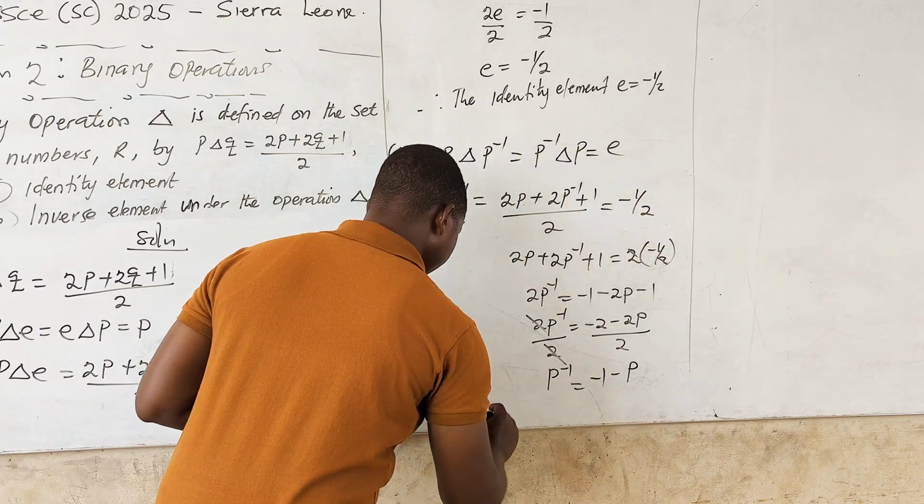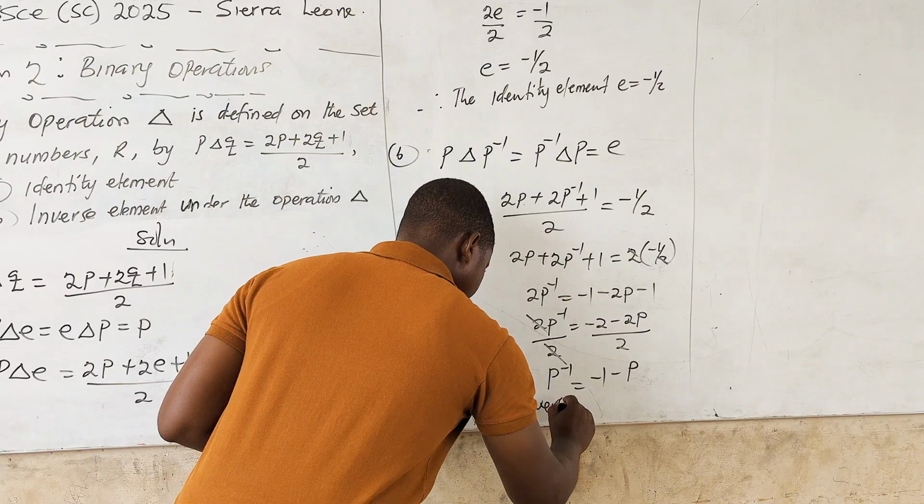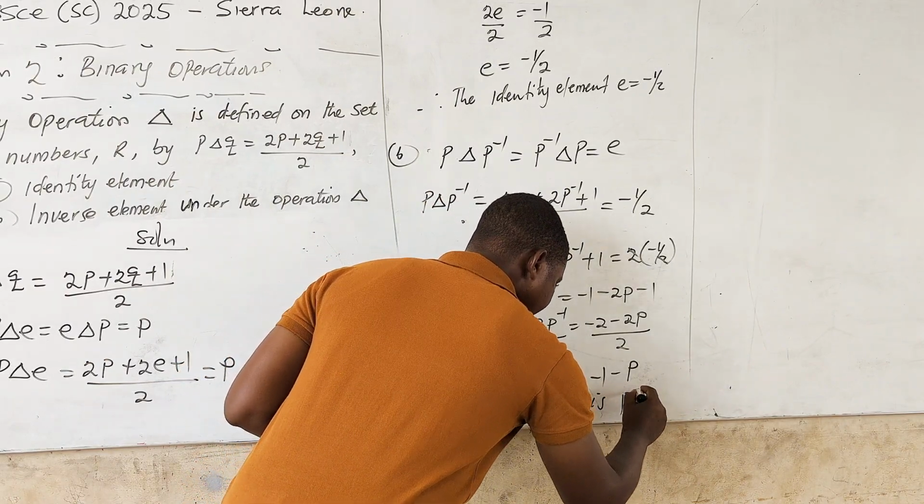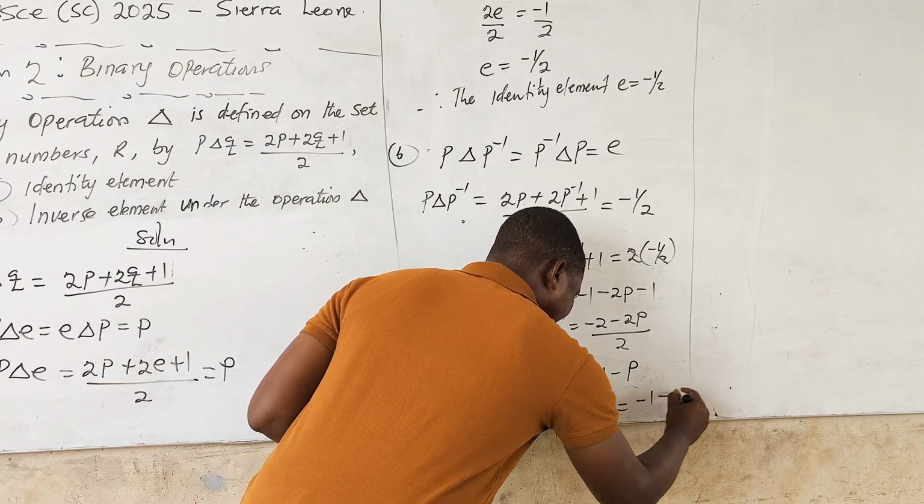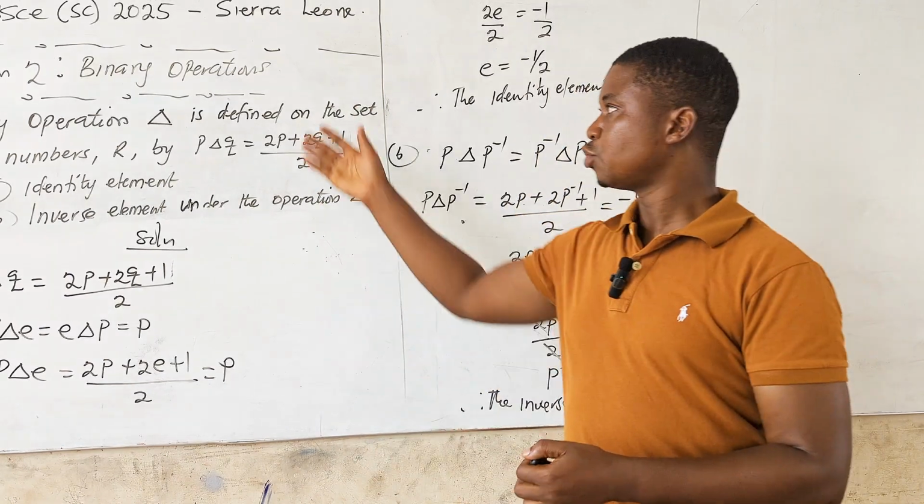Therefore, the inverse, let me use P inverse, is equal to -1 minus P, and that is the solution to question number 2.